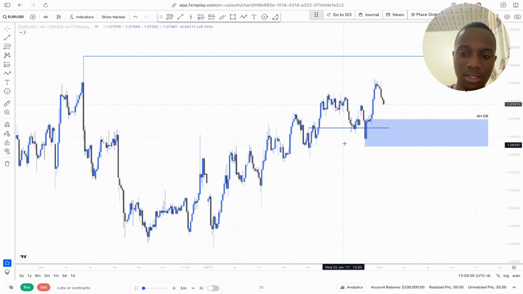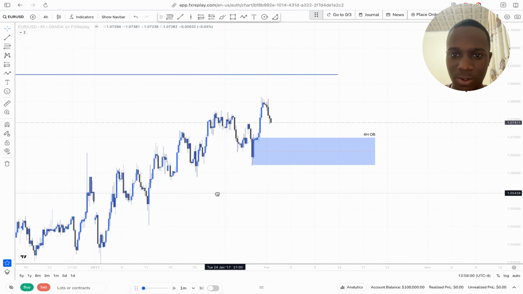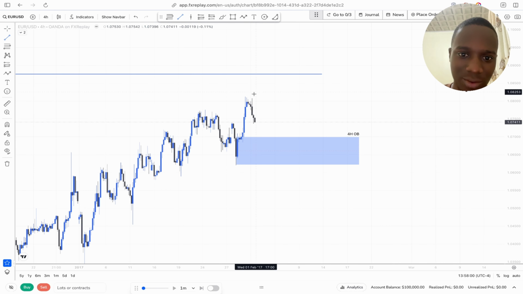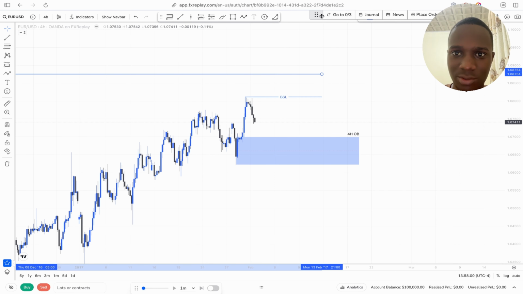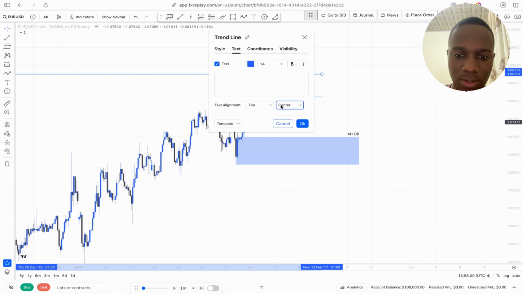All right, so I think that this is the one important area we would mark on the 4 hour, and we also have another point of buy side right here. So these are two buy side liquidities, or BSL, and I think for this one I'll have to put it on the top. All right, the text will be top right, and it will be BSL.